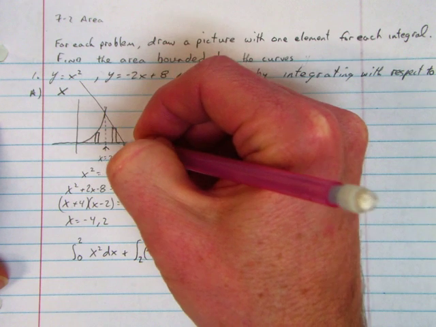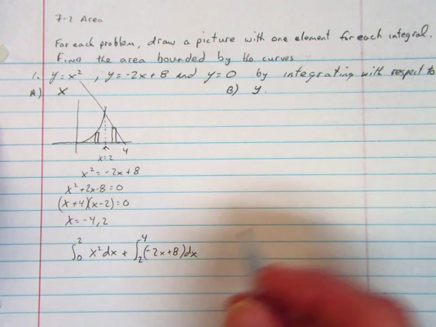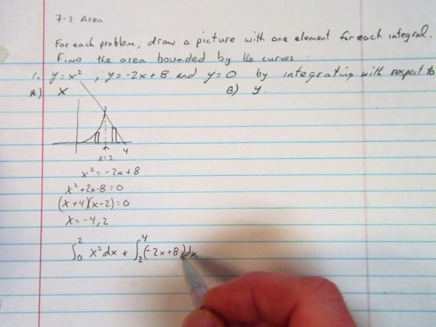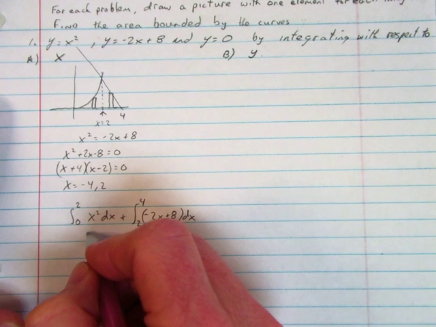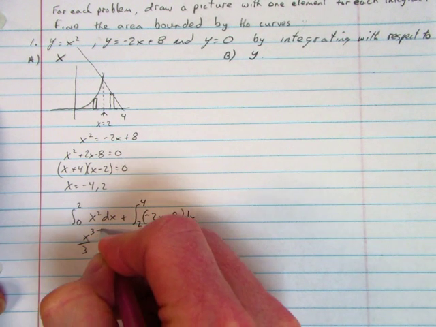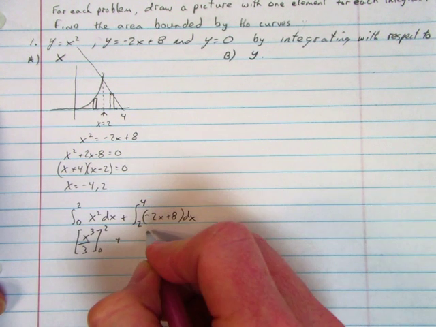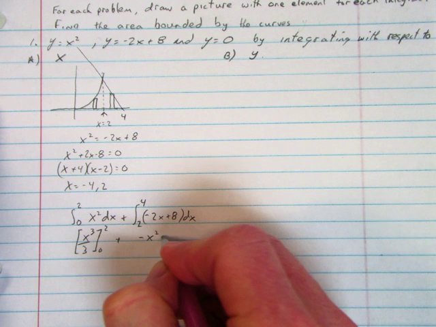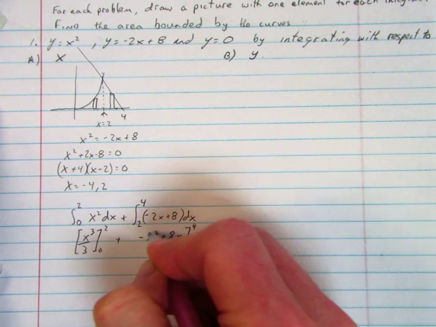And when we're sliding along the rectangle, everywhere in this section from 2 to 4, it's always the line minus the x-axis. And we could write it as x squared minus 0 and negative 2x plus 8 minus 0, but we don't need to. Let's slide this up a little. We can find the antiderivative, x cubed over 3, evaluated from 0 to 2, plus negative x squared plus 8x, going from 2 to 4.